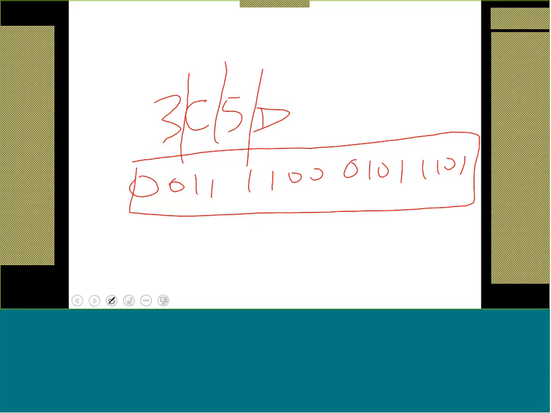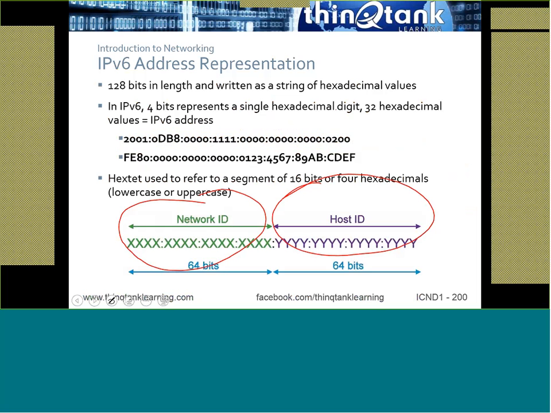And the host. And what defines that boundary? What defines the boundary between the network and the host? The mask. Exactly.